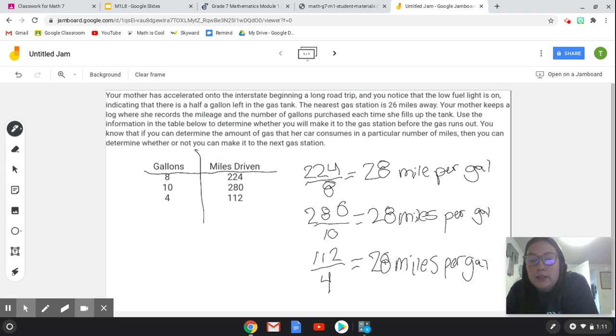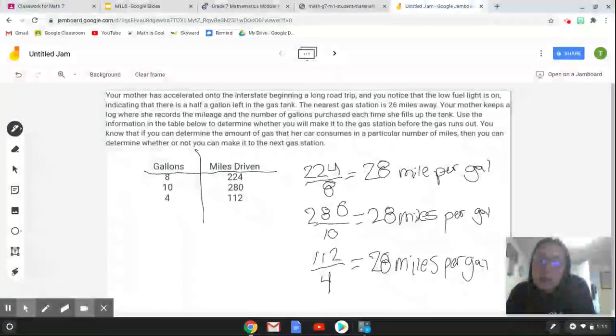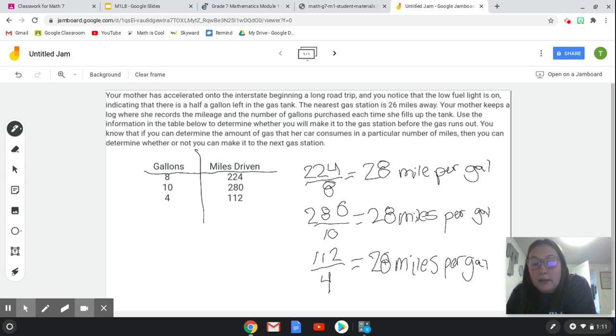Now that I see that my constant of proportionality is 28, I would explain this constant of proportionality in the situation as: it takes 28 miles to empty 1 gallon of the gas tank, or 1 gallon of the gas tank will drive 28 miles. So you'd just have to take the situation and explain what that means. 1 gallon will get you 28 miles, and you'll see that 3 different times there.